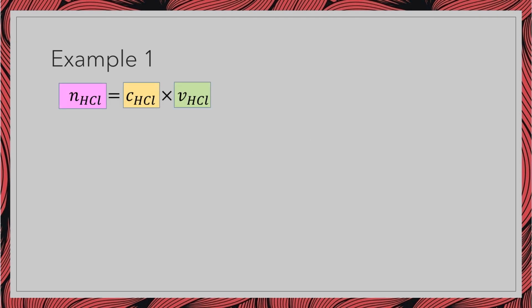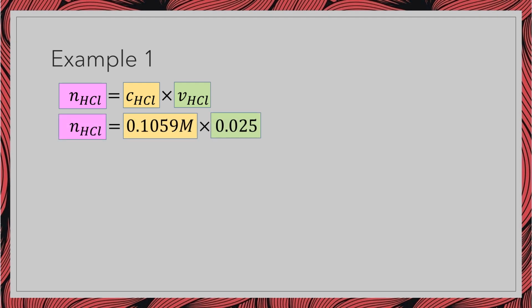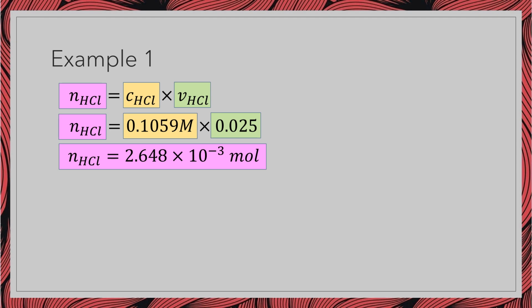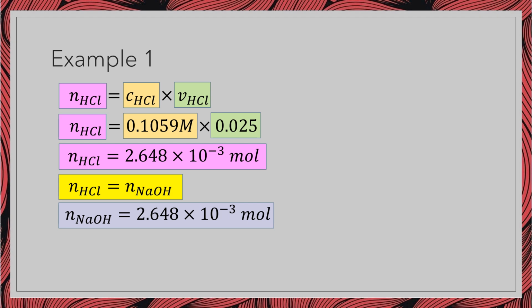So, number of moles of HCl is concentration times volume. Remember, C equals n over V, so therefore n equals C times V. So n(HCl) is 0.1059 times 0.025. The number of moles of HCl is 2.648 times 10 to the negative 3. Now, mole ratio, 1 to 1. Nice and easy. That means that the number of moles of sodium hydroxide is equal to the number of moles of hydrochloric acid. So it's 2.648 times 10 to the minus 3 moles.